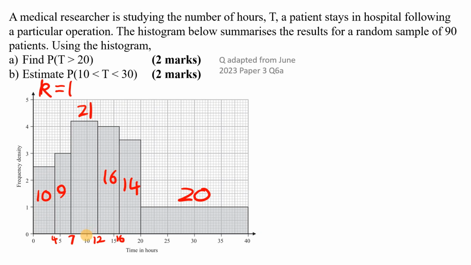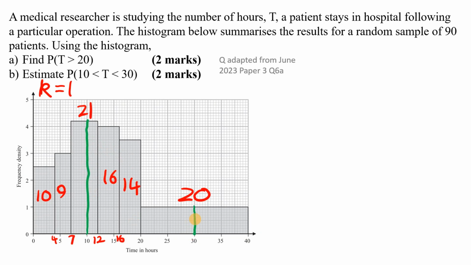Now, 10 is here on the x-axis, so we're going to draw a line up like this here, and then t needs to be less than 30. Now 30 is here on the x-axis, so we're going to draw a line like this here. So we need to find the frequency and the area under the histogram between this line and this line here.